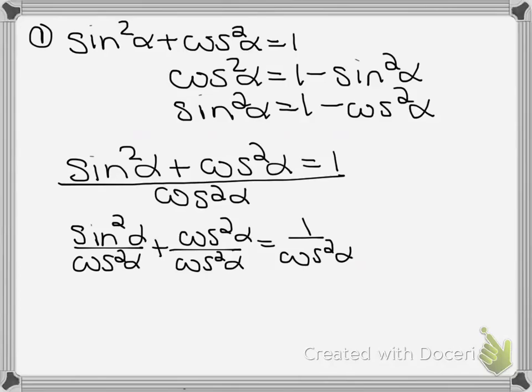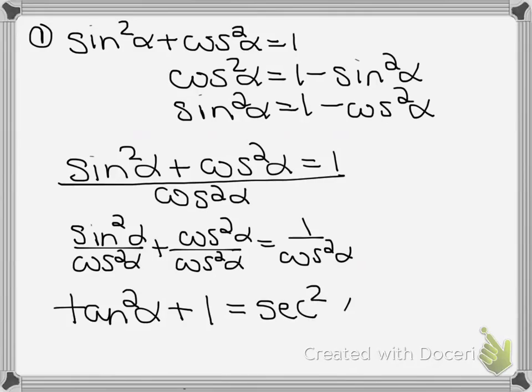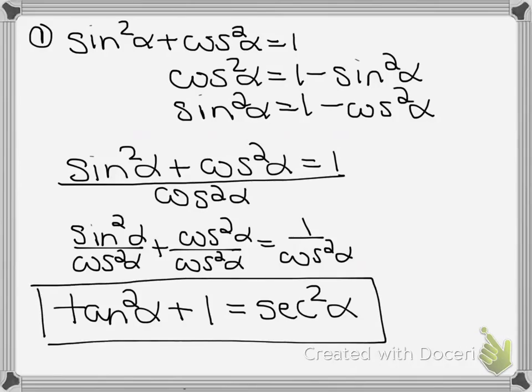Simplifying this, we have sine squared over cosine squared, which equals tan squared alpha. Cosine squared over cosine squared is 1, and 1 over cosine squared gives us secant squared. Okay, that's another important identity. We'll call that identity 2.